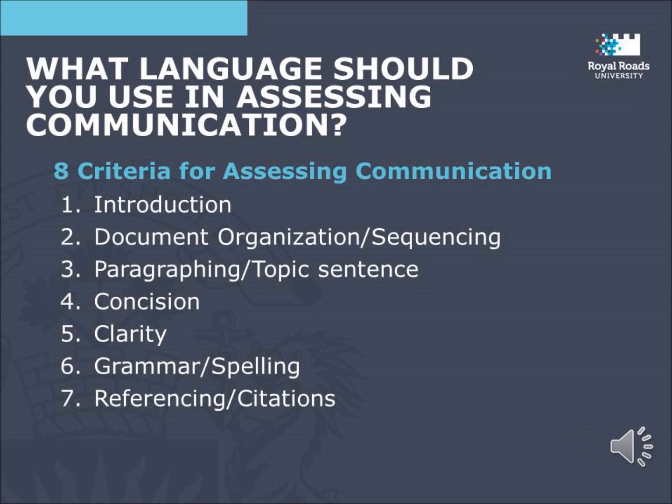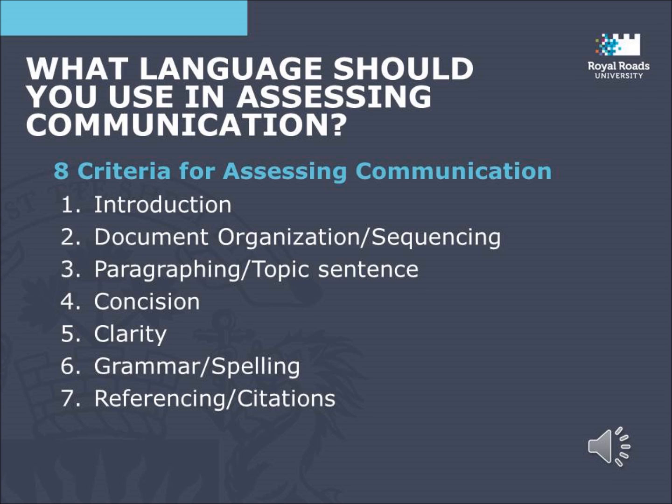The next criterion is document organization/sequencing. As the faculty member, you might ask, is the document appropriately sequenced without unnecessary repetition of information? Number 3, paragraphing/topic sentence. You might ask yourself, does this paragraph have a clear and unified point, and can I easily identify it? Is this point expressed in a topic sentence when appropriate?